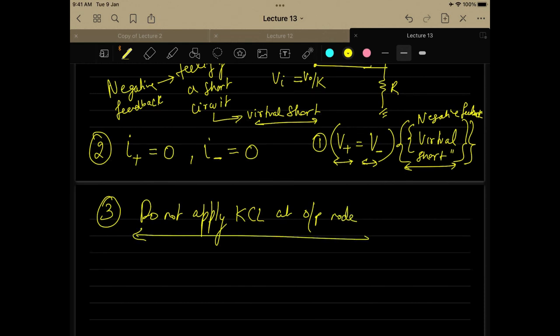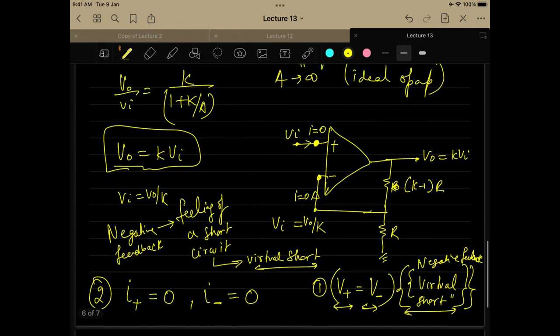This is the third point that you have to keep in mind. That is, you should not apply KCL at this node. Why should you not apply KCL at this node? Because the current which is coming from here is not known to us. The current which is actually coming out of the op-amp or going into the op-amp is not known to us. That's why we try to avoid writing KCL at this node.